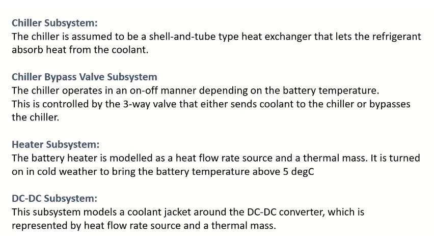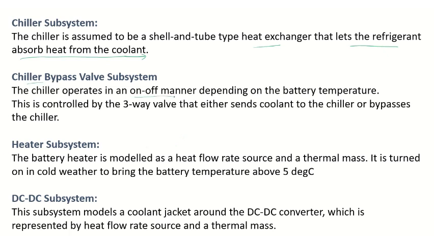Next, the chiller subsystem. The chiller is assumed to be a shell and tube type heat exchanger that lets the refrigerant absorb the heat from the coolant. If some heat is absorbed by the coolant, meaning the coolant has got heated, that heat will be reduced with the help of the chiller subsystem. So it lets the refrigerant absorb the heat from the coolant. Okay. And the chiller bypass valve subsystem.